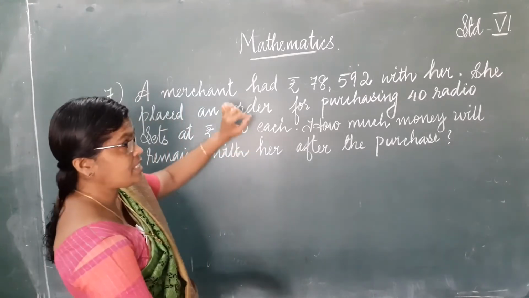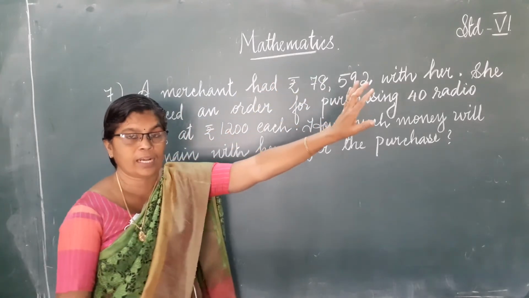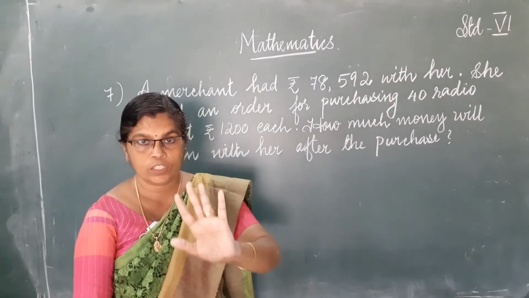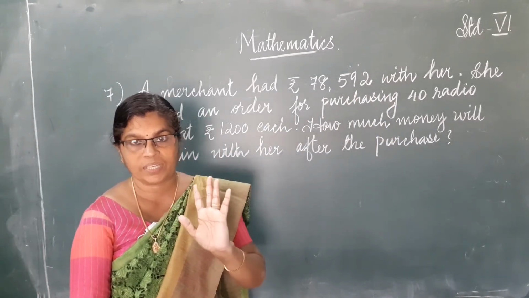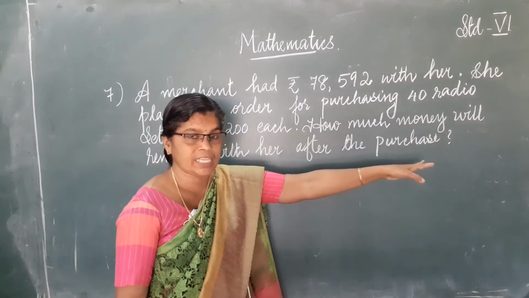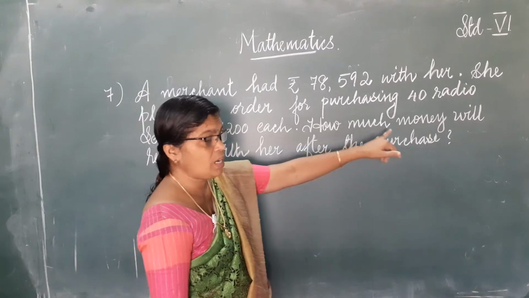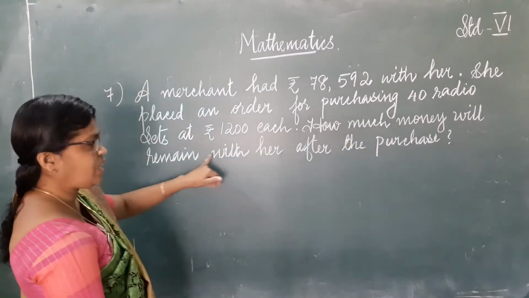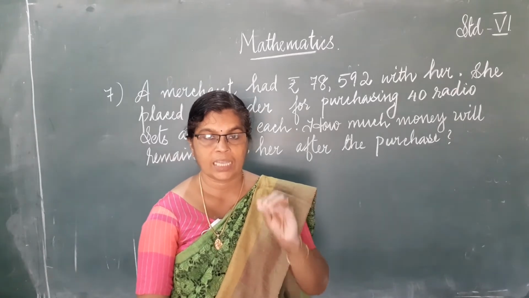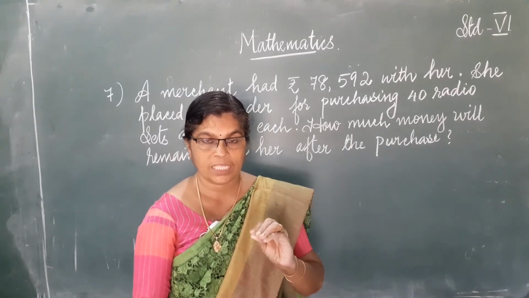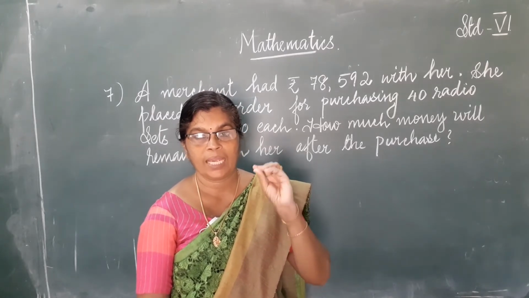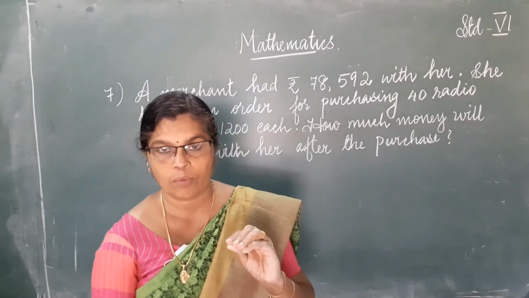And she has 78,592 rupees with her, and she needs 40 radio sets of 1,200 rupees each. Now, after purchasing these 40 radio sets, how much money will remain with her? That is the question.